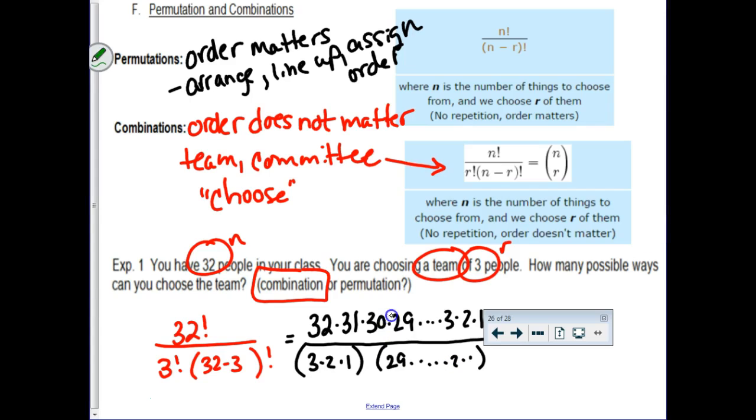Look what would happen. The 3, 2, 1 would cancel. 29 and everything below it would cancel. So what do you have left? 32 times 31 times 30. Still not something I really would want to do in my head. But if push came to shove, could I do this in my head? Yes. Math team kids, you find that sometimes they make you do these without a calculator.